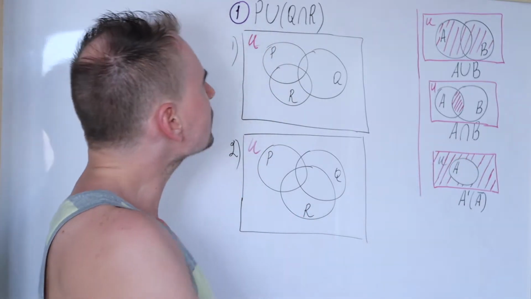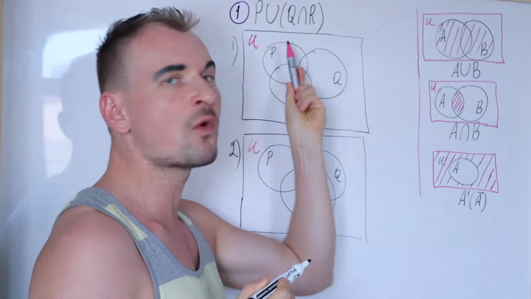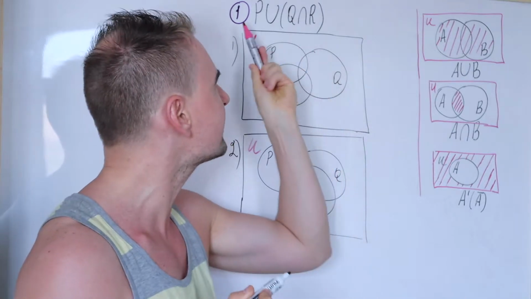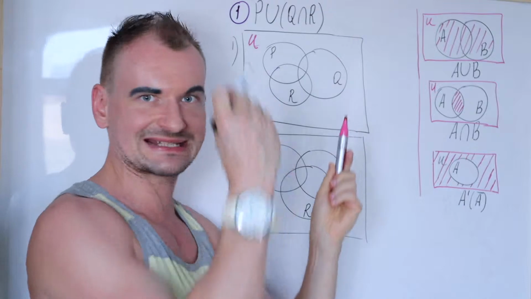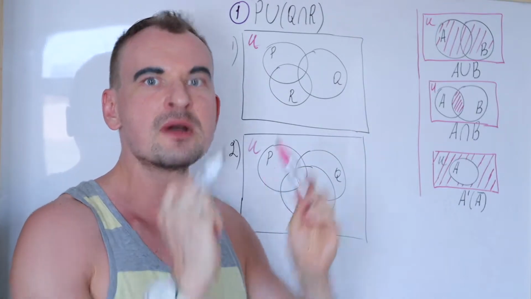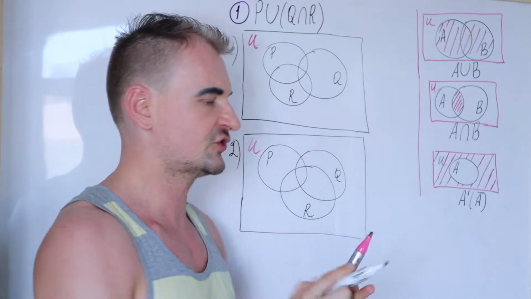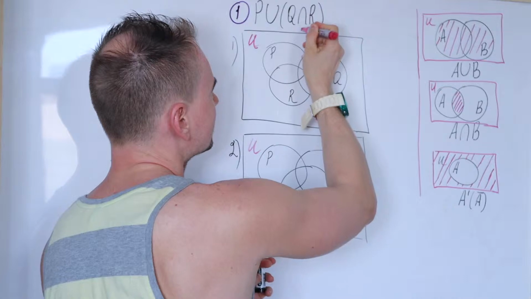Now, suppose you are given something like this. You are given an expression involving 3 sets. Let's call them P, Q, and R. So P union Q intersection R. You always start, as a good rule of thumb, with performing the brackets. So this is your first thing to do, this is your first operation.